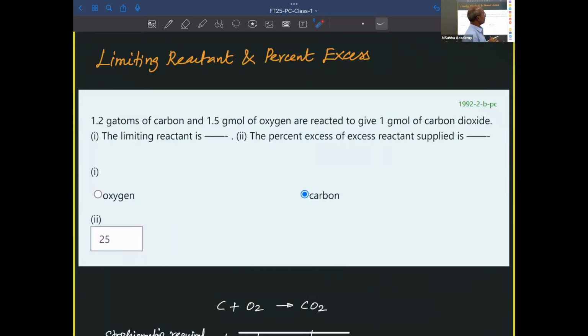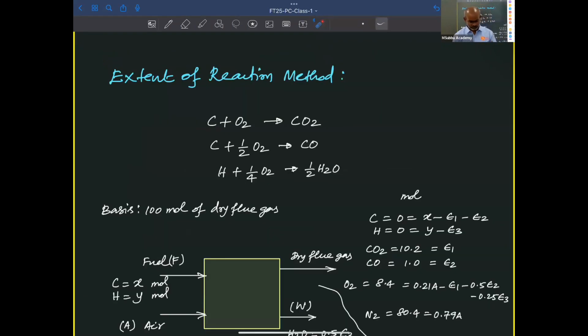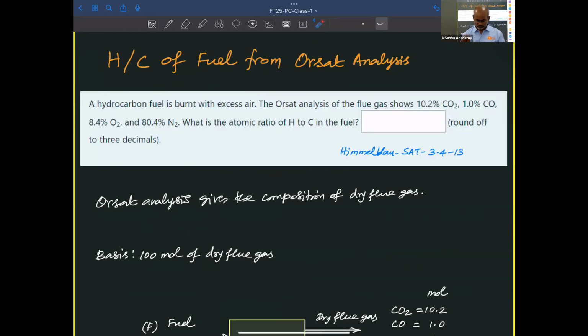Okay. Over to you people, based on the topics we discussed. Simply, we tried to highlight these two methods, namely the extent of reaction method and the atomic balance method, for solving material balance problems with reactions. We also tried to solve problems with single pass and overall conversion. These are all the overall things covered. Additionally, we also learned what excess air is and how to calculate it, or what theoretical air is. So that was also covered.